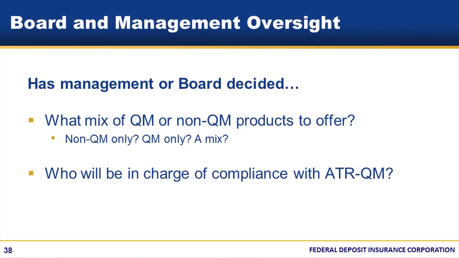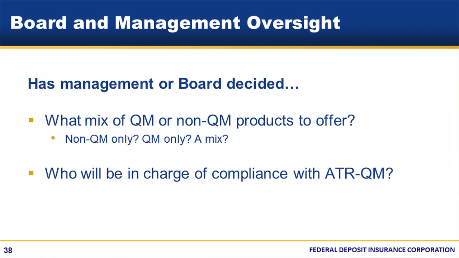Thanks, Serge. Let's look first at board and management oversight. In the case of ATR QM, it's particularly important that senior management and the board have a basic understanding of the rule, because it will most often be a management or board decision as to what products the bank will offer. For example, bank management or the board may decide to offer non-QM loans only, QM loans only, or a mix, depending on business considerations and customers' needs.